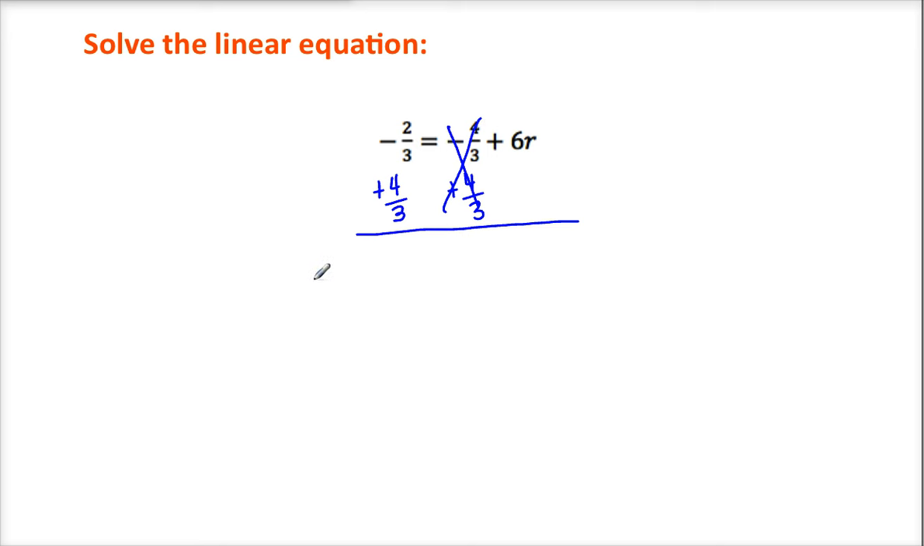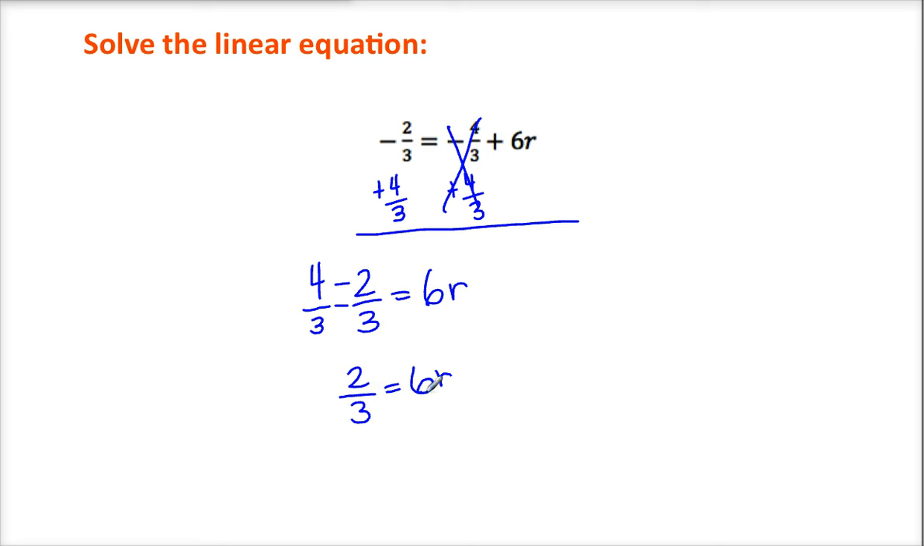So let me rewrite this a little bit so we can see what we have here. We have 4/3 minus 2/3. And this is equal to 6r. So we need to know, what is 4/3 minus 2/3? Well, when our fractions have the same number in the denominator, then I simply subtract the numbers in the numerator. So I have 3's in both the denominators, so that means I'm going to subtract these numbers on top. And 4 minus 2 is 2. So my new number in the numerator will be 2, and then my denominator stays the same. So if I have 4/3 and I subtract 2/3, that leaves me with 2/3.